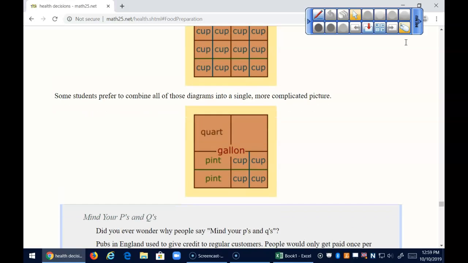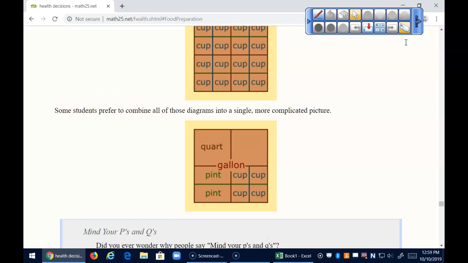Why do people say, mind your P's and Q's? We use it these days for manners for little kids. Mind your P's and Q's. Anyone know the history? Pints and quarts.